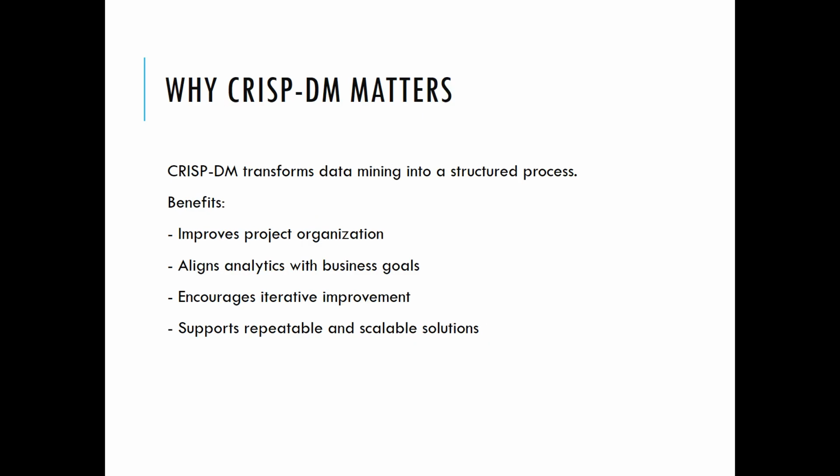So why does all of this matter? CRISP-DM transforms data mining from a chaotic, artisanal craft into a disciplined, engineering process. The benefits are immense. Organization: it breaks down an overwhelming project into manageable chunks. Alignment: it ensures that every algorithm we build is tied back to a dollar sign or a business goal. Iteration: it acknowledges that we won't get it right the first time and gives us a structured way to improve. Scalability: by following a standard process, we can repeat our success on other projects. We can hand off a project to another team, and because they know CRISP-DM, they can pick it up.